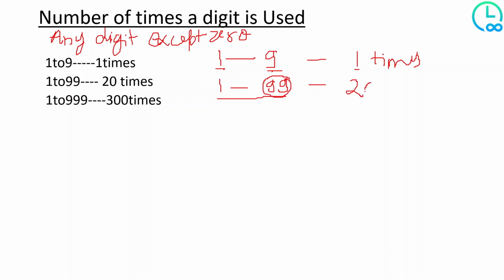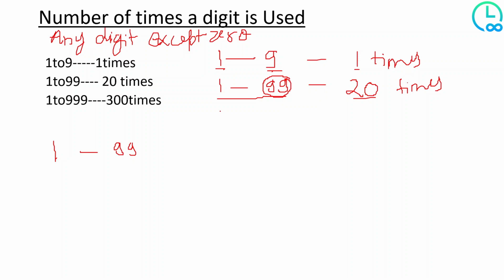So 1 less, 0. Like if you're writing 2, so 2 say 1 less, that is 1, 0. So 20 times. Any digit except 0 will be used 20 times when you are writing numbers from 1 to 99. I hope this got cleared.